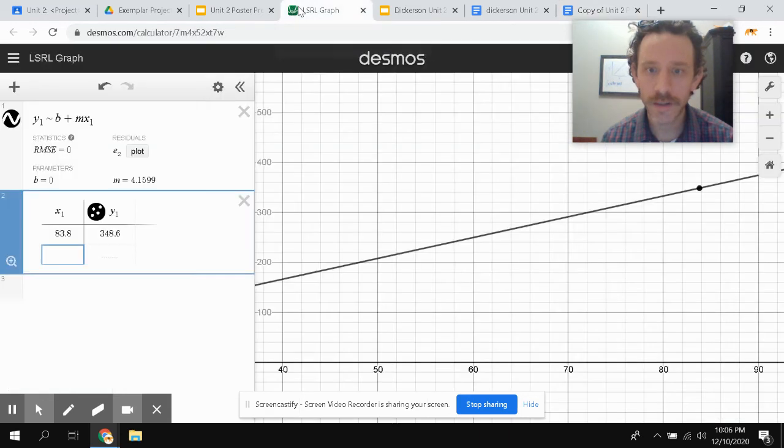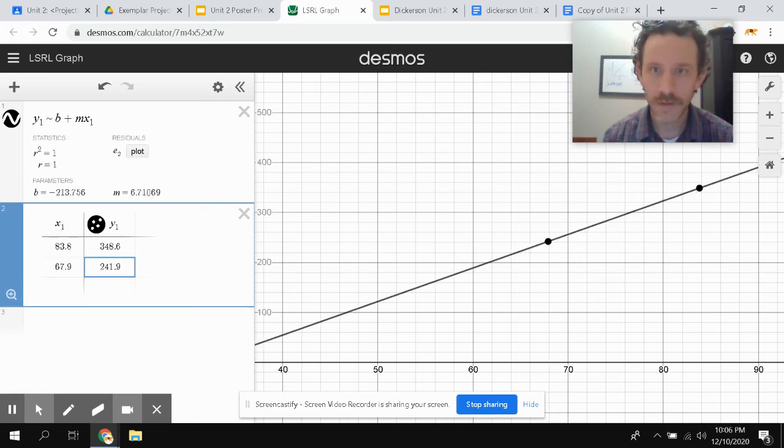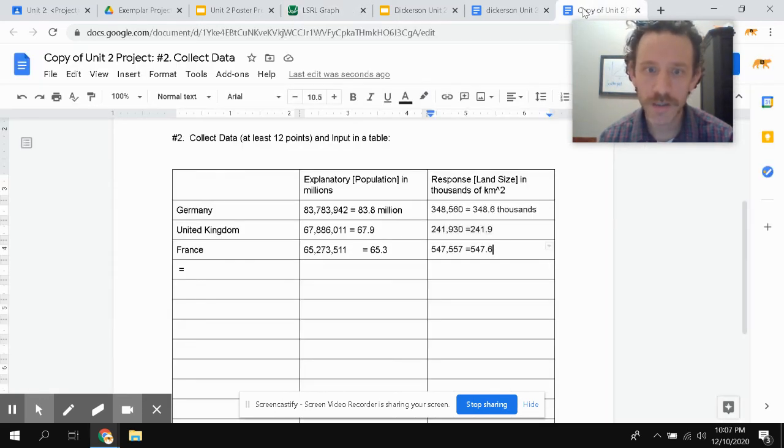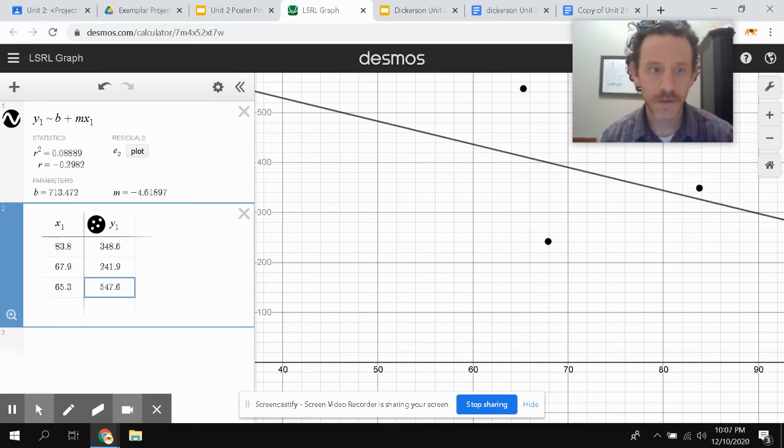Okay. The next one, we'll just do the 3 and we can kind of see how it all plays out. 67.9 to 41. I think it was something like that. And go back and fix it if I need to. 65.3, 547.6. Okay. And then you'll see the points a little bit better. But notice that France was a little bit larger in size, so that Y value went up a little bit.